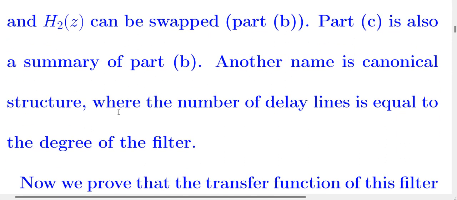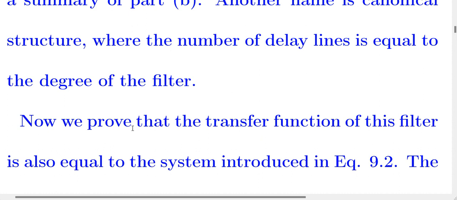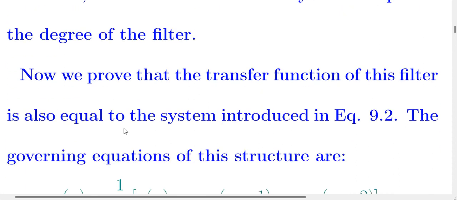Why? Because the number of delay lines is equal to the degree of the filter. For direct form 1, we had 4 delays, but for canonical structure, we have 2 delays where the degree of the filter is 2. Now, we prove that the transfer function of this filter is also equal to the system introduced in equation 9.2.